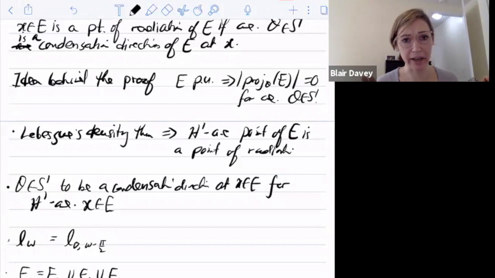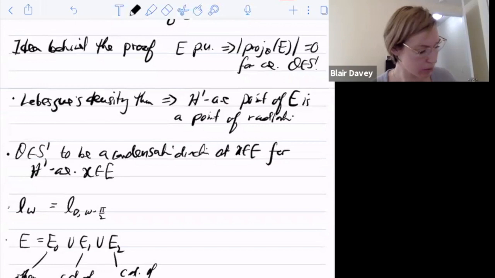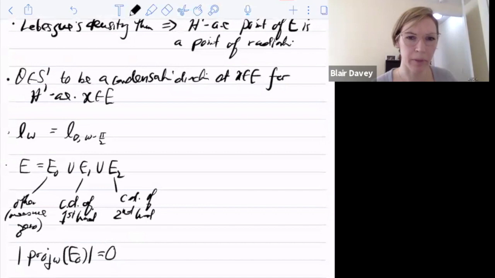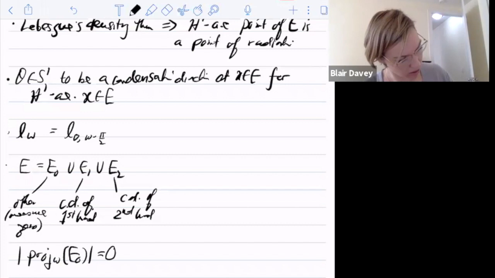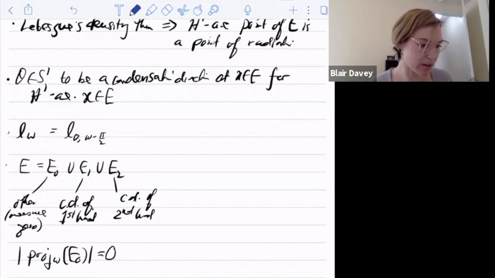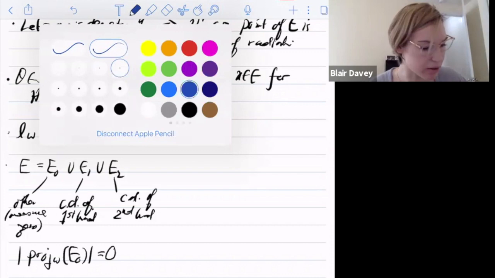So E0 has measure zero, and projections are contractions. So this tells us that when we project E naught onto our angle omega, then we get zero. Okay. So for E1, we have our set, which we'll assume is contained in the unit square. And the points that I've drawn here are the points in E1. So these are all points associated to condensation directions of the first kind.